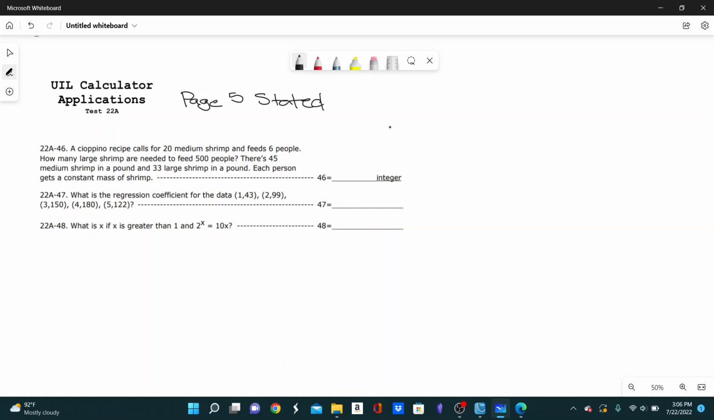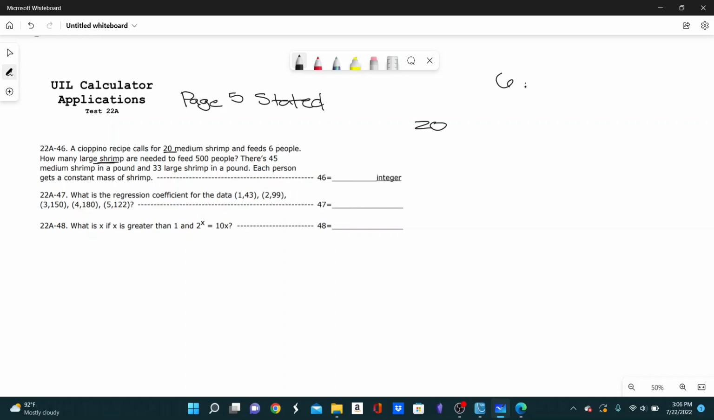So for these kinds of scaling problems, what I like to look at is, first of all, what are they asking for? They're asking for how many shrimp. So when I see that, the first thing I'm going to look at is how many shrimp we need originally. So originally we needed 20 shrimp. And then look at what's changing. So first thing changing is the number of people. We go from 6 people to 500 people.